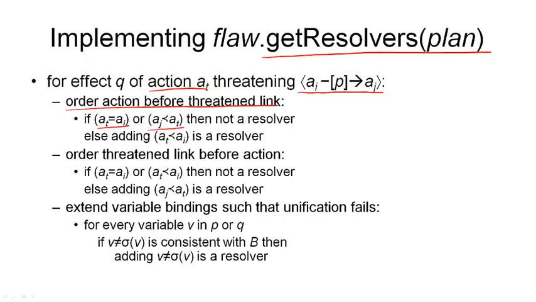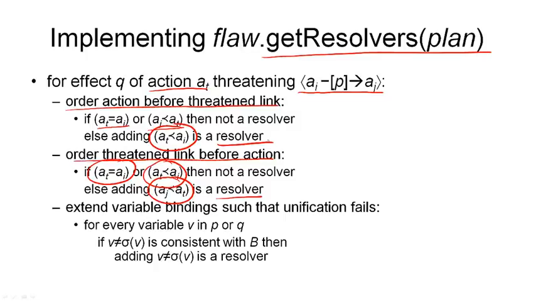If neither of these two holds, then we can add an ordering AT before AI, and that is a resolver for our threat. The other ordering that resolves this threat is to have the action come after the causal link or the causal link before the action. However, if our threatening action is the provider in our causal link, then we cannot use it. Or similarly, if the action is already ordered before the provider, then we cannot order it after the causal link. In all other cases, ordering our threatening action after the consumer is a resolver for this type of flaw.